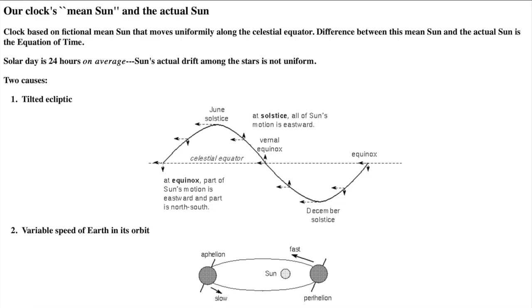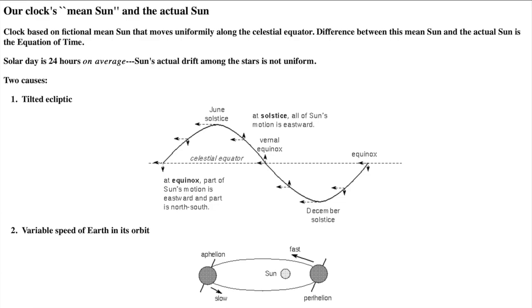There are 2 reasons why the sun's actual drift among the stars is not uniform. Because the solar day is the time between successive noon passages of the sun across the meridian, when the eastward part of the sun's motion is faster, it takes a bit longer for our part of the Earth to point back at the sun, for the sun to cross the meridian from the previous day. The Earth has to spin a bit more to get lined back up with the sun.